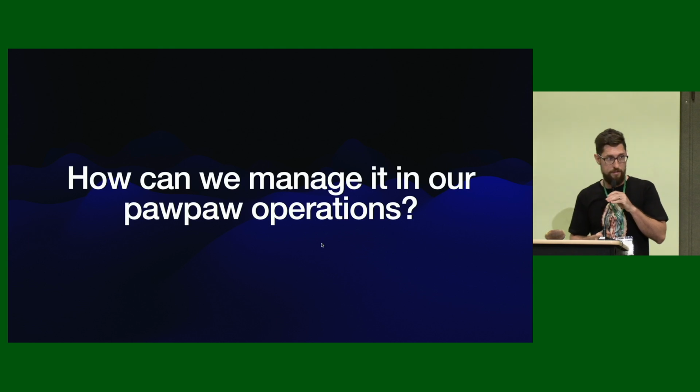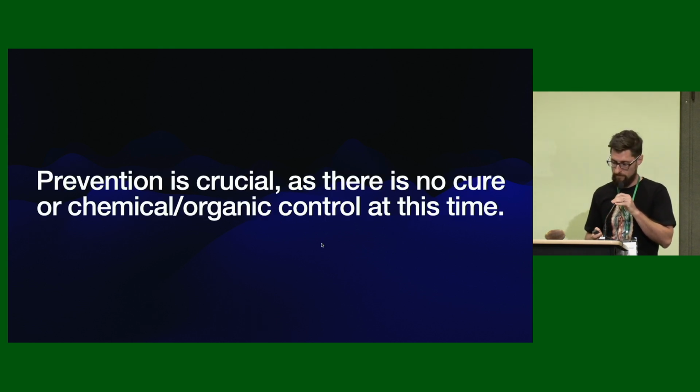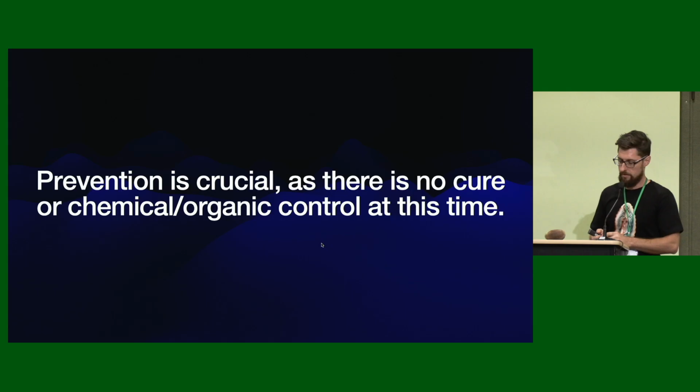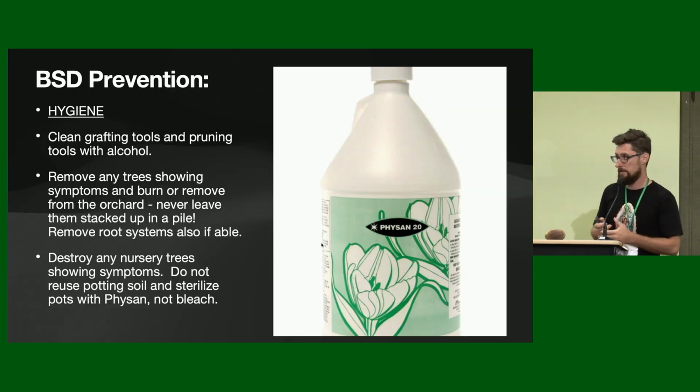So how can we manage it in our pawpaw orchards? Prevention is crucial as there's no cure or chemical organic control known at this time. Hygiene is always a major part of any sort of control measures with disease. So you want to clean your grafting tools and pruning tools with alcohol frequently. Remove any trees showing symptoms and burn or remove from the orchard. Never leave them stacked up in a pile. That's a great way to attract ambrosia beetles. Remove root systems also if able. The root systems could contain the bacteria also.